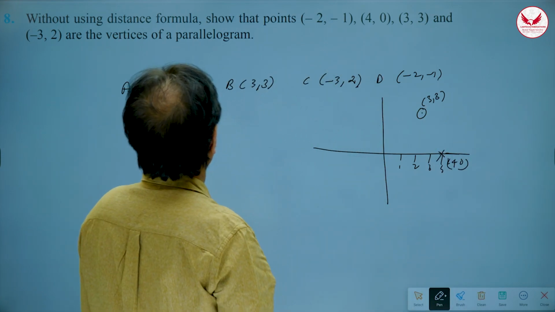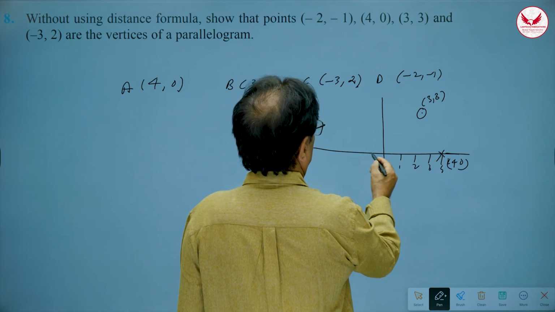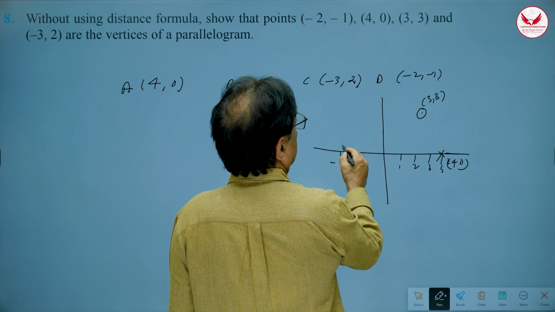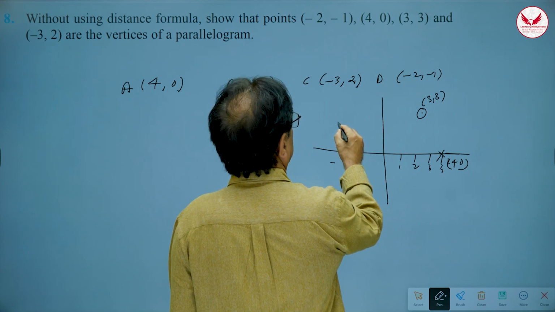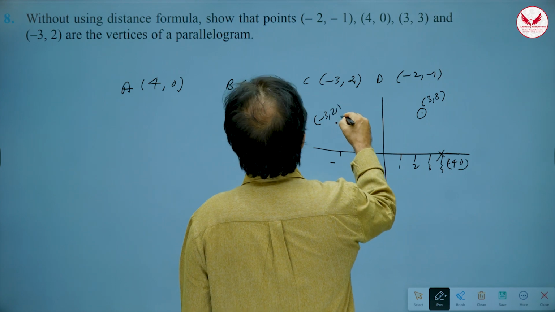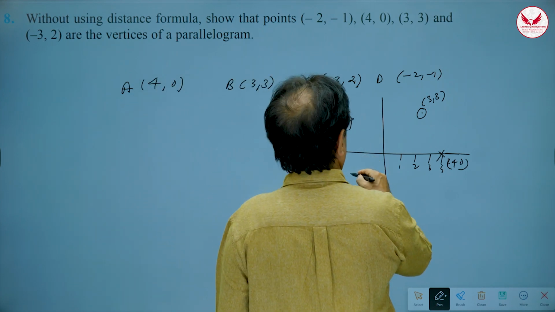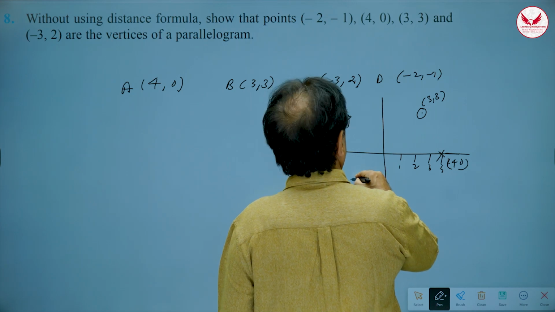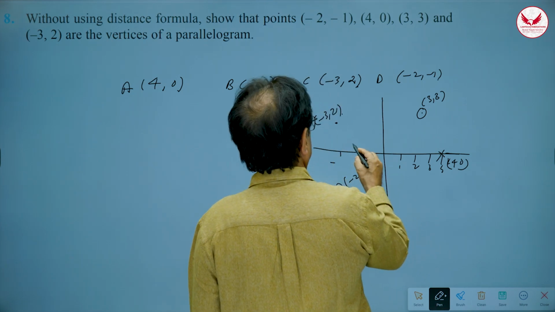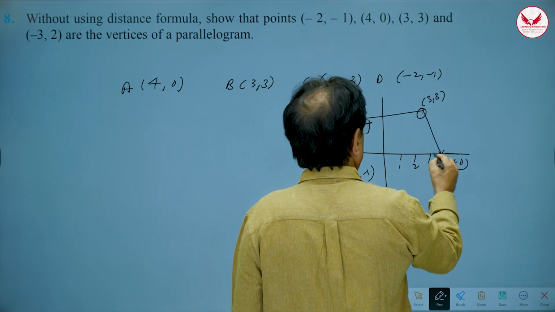Okay. Now the next point is (-3, 2). So (-3, 2) will be somewhere here. Correct? So this will be (-3, 2). And the last point (-2, -1) will be somewhere here. Right? So (-2, -1) will be somewhere here. Let us call it D, assuming that these 4 points lie on a parallelogram.